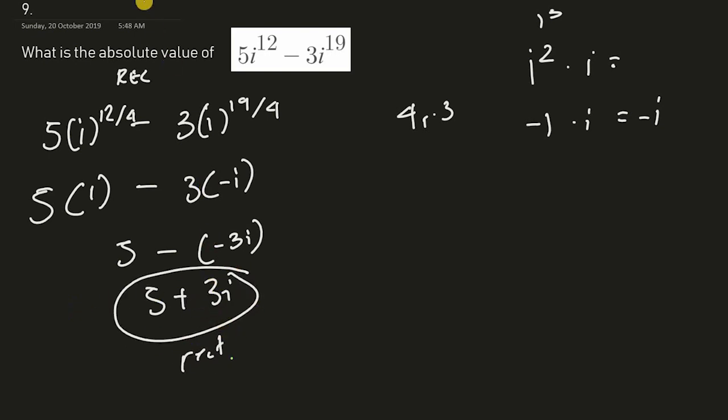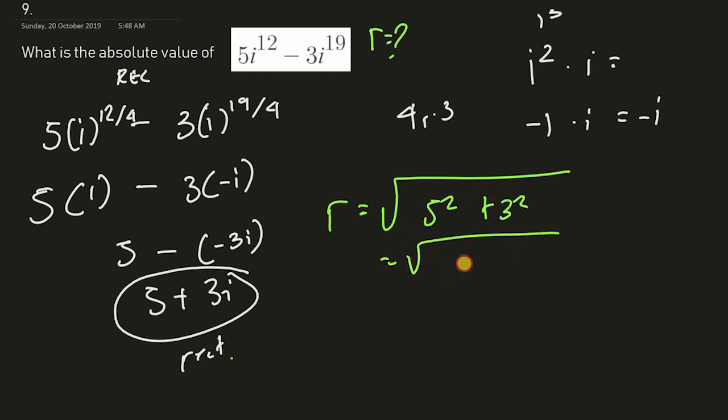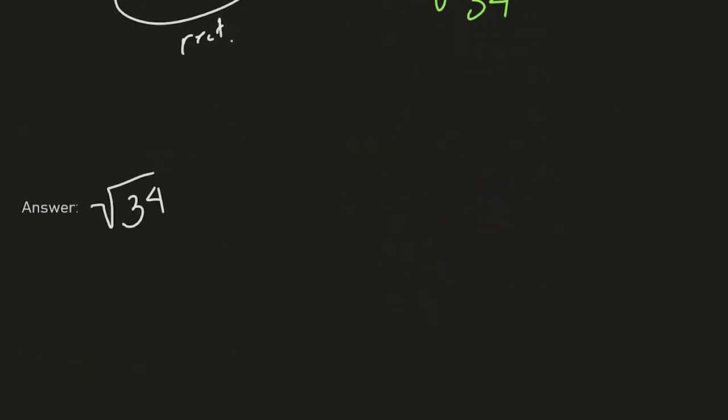Hindi pa yun yung final answer natin because yung hinahanap natin is yung absolute value, which is the value of the r. When we are finding for the absolute value, we are actually finding for r. So, to find for r, that would be square root of 5 squared plus 3 squared. 5 squared, guys, is 25. 3 squared is 9. Okay, 25 plus 9 is equal to square root of 34. So, our final answer is square root of 34. Tama, square root of 34.